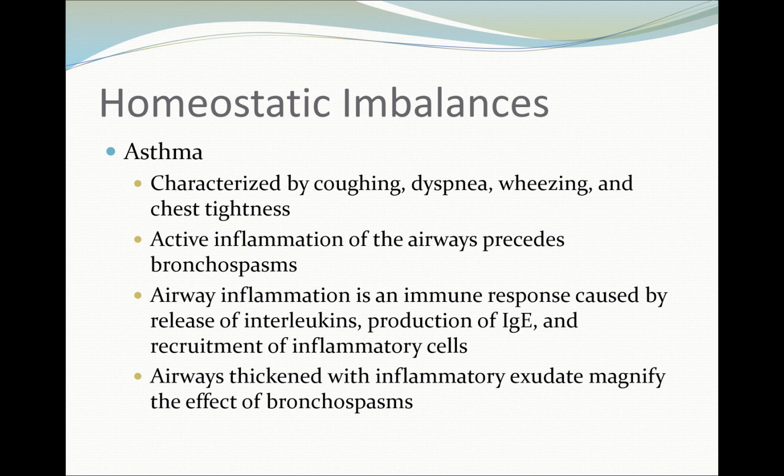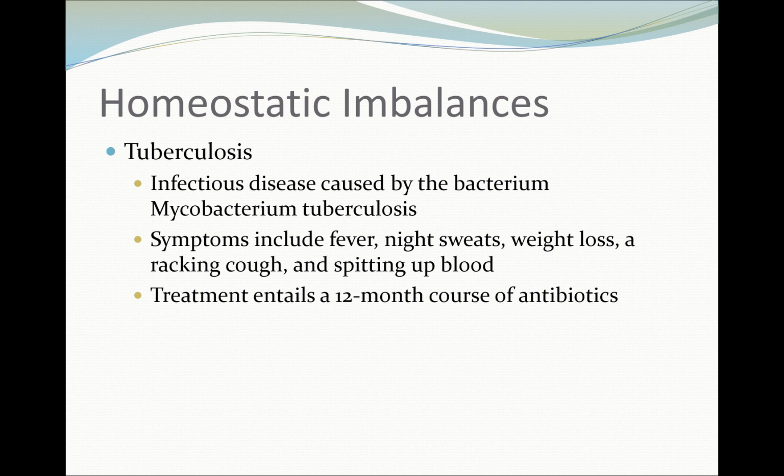Asthma is characterized by coughing, dyspnea, wheezing, and chest tightness. It is the active inflammation of the airways that precedes bronchospasm. Airway inflammation is an immune response caused by the release of interleukins, the production of IgE, immunoglobulin E, and the recruitment of inflammatory cells. The airways are thickened with inflammatory exudate, and that magnifies the effect of bronchospasms. And exudate would be like mucus.